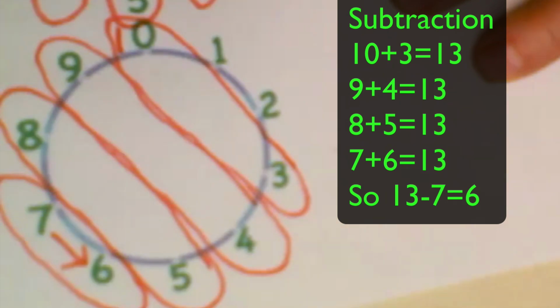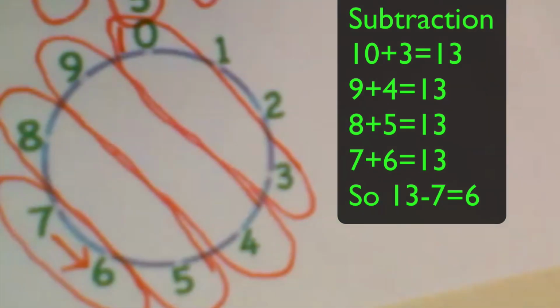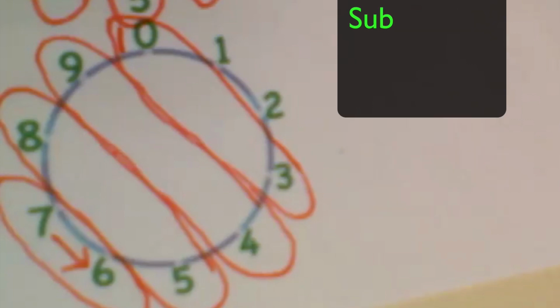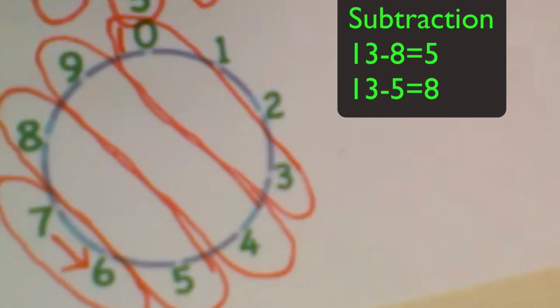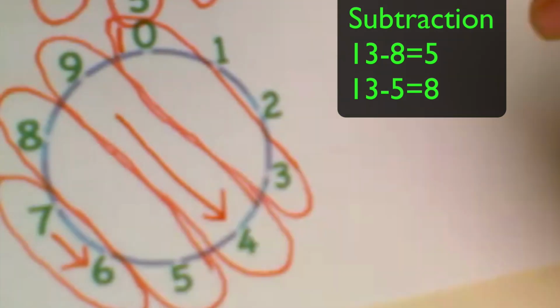Oh my goodness. Oh, wait a minute. And 8 and 5. 13 minus 8 equals 5. It's just reverse. Yeah. And then 9 and 4. Oh, dang. Yeah. So 13 minus 9 is, oh, wow.